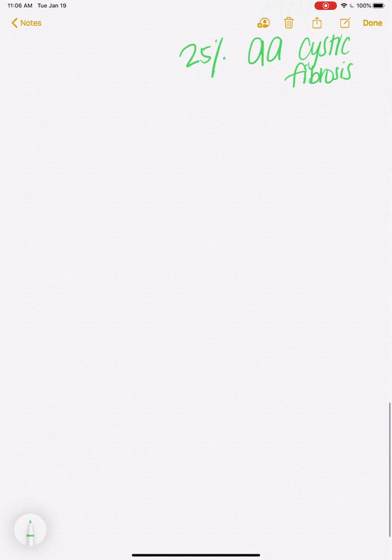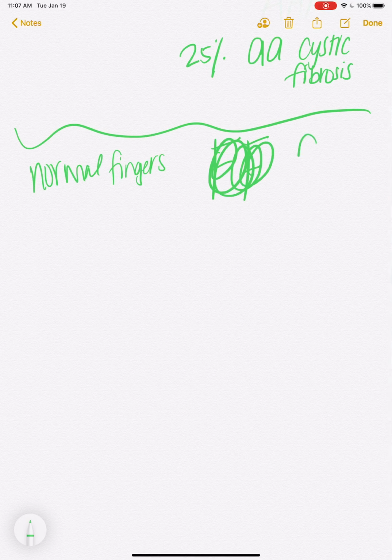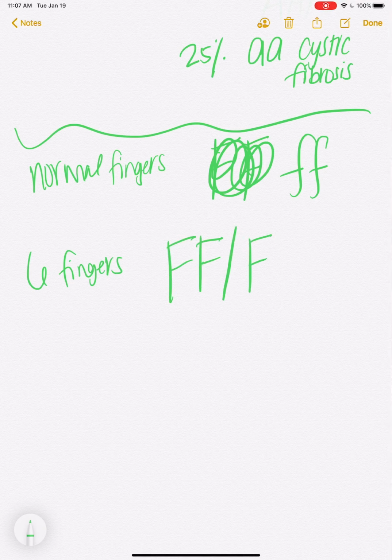So that means all of us, since we have the normal number of fingers, have to be, for this trait, I'm going to use F to say fingers. You can use any letter you want. It doesn't matter. We have to all be little f, little f. Okay? For somebody to have 6 fingers, they would have to be big F, big F or big F, little f. Okay? So that's a dominant disorder. So it depends if the disorder is dominant or recessive, how you write the trait. Okay? That is important. All right.